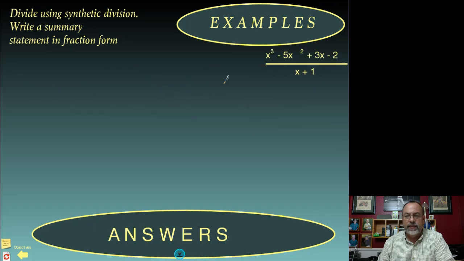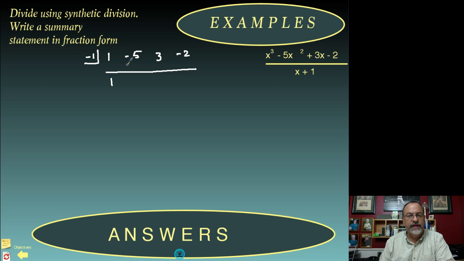Okay, my next example I have right here. I'm going to go ahead and start doing these a little bit quicker. So I know what makes that 0 is a -1. I have x cubed, x squared, x, and then my constant. So again, 3, 2, 1, constant. I kind of count those down to make sure I have a placeholder.